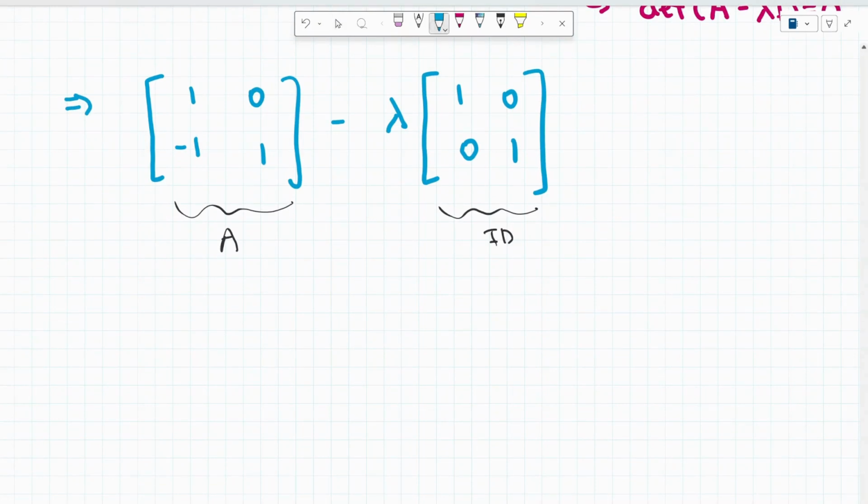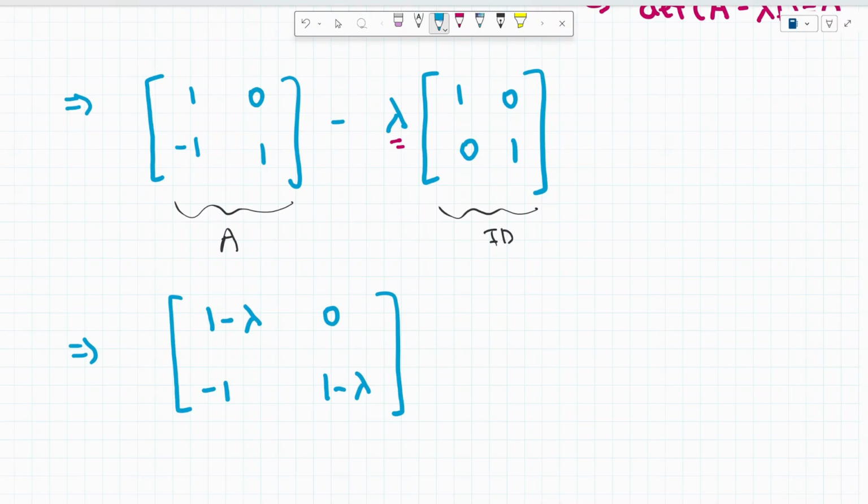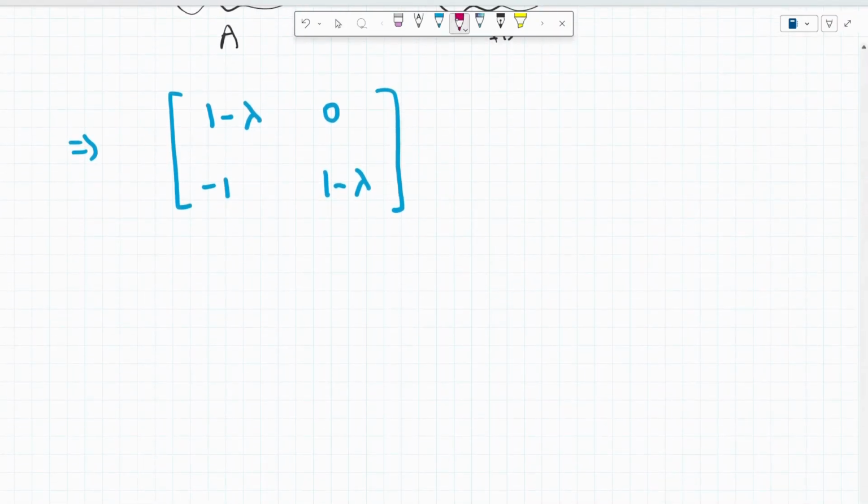So we're going to use a couple of properties here. We're going to use scalar multiplication with our eigenvalue here, so we're going to essentially multiply this eigenvalue into our matrix here. And then the second one we're going to use is matrix subtraction. As a result, we end up with 1 minus lambda, 0, -1, and then 1 minus lambda. Okay, so now we need to find the determinant of this matrix.